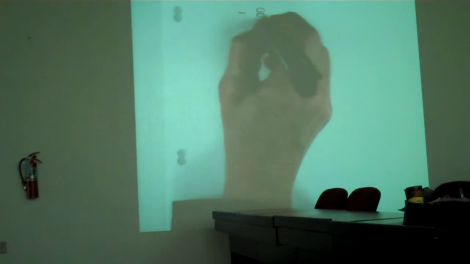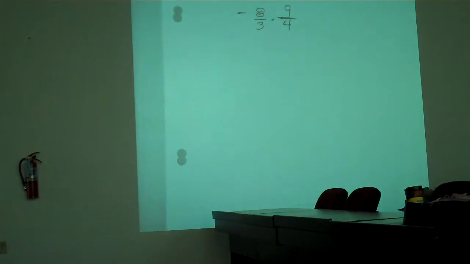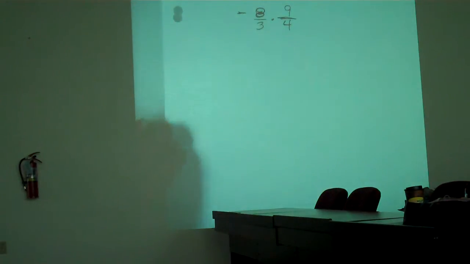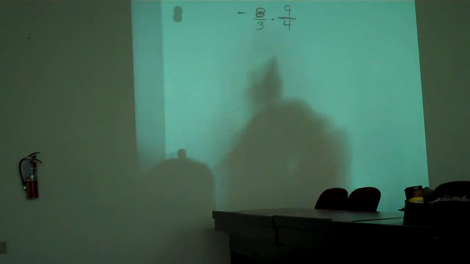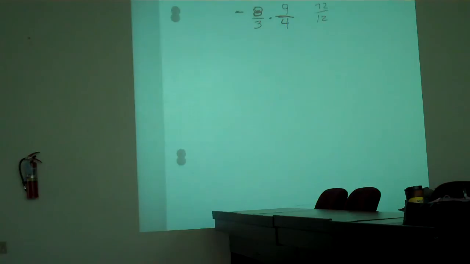Okay, there's also fractions. Let's do a short reminder on how to do fractions. -8/3 times 9/4. When you're multiplying, do you need a common denominator? No. That's just for add and subtract. For multiply, you just multiply straight across. You could have multiplied straight across and got 72 over 12, but that's harder to reduce.